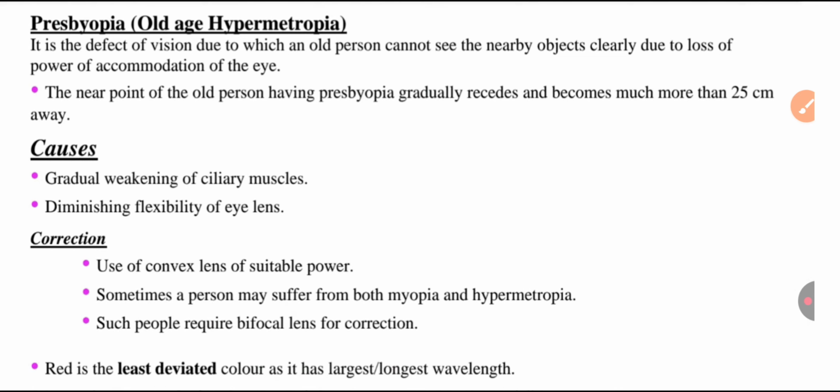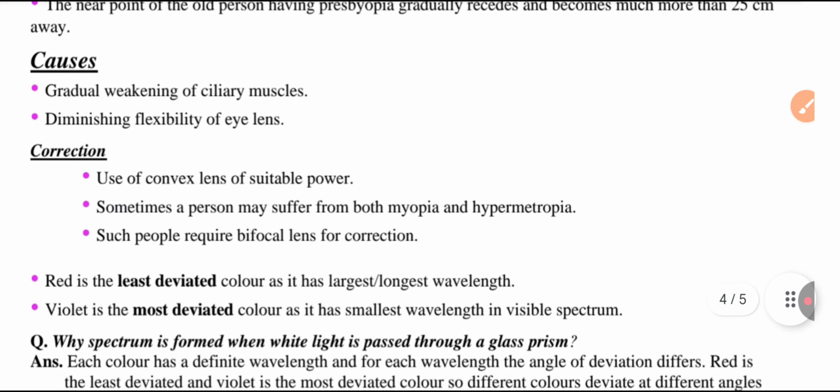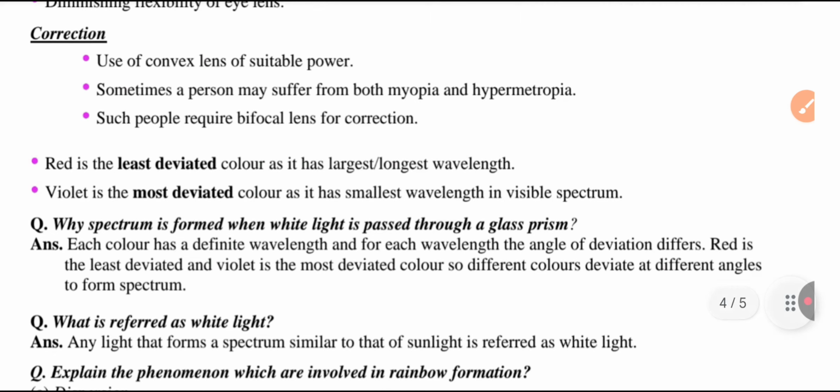Presbyopia, old age hypermetropia. It is the defect of vision due to which an old person cannot see nearby objects clearly due to loss of power of accommodation of the eye. The near point of the old person having presbyopia gradually recedes and becomes much more than 25 centimeters away. Causes are gradual weakening of ciliary muscles and diminishing flexibility of the eye lens. Correction: use of a convex lens of suitable power. Sometimes a person may suffer from both myopia and hypermetropia.